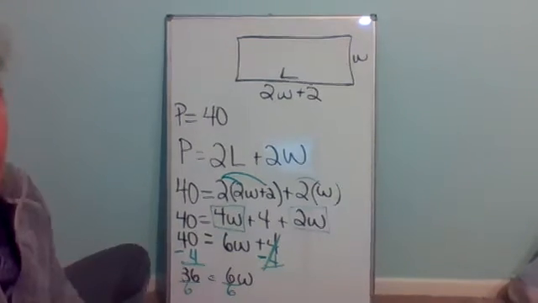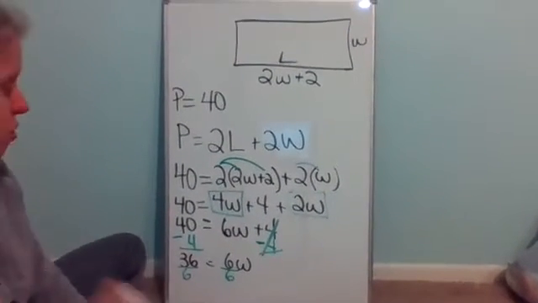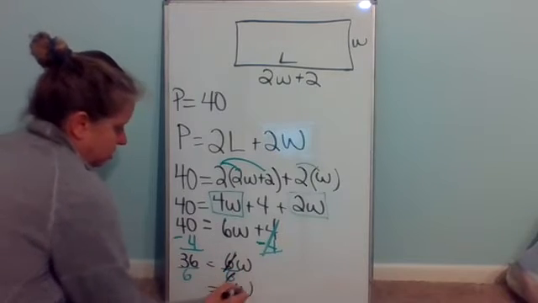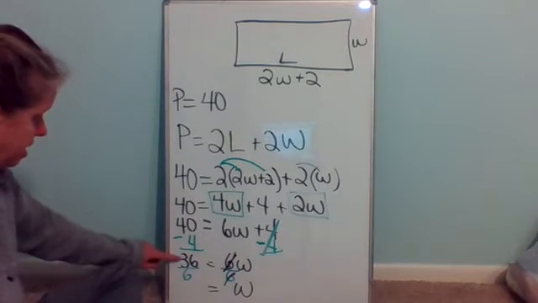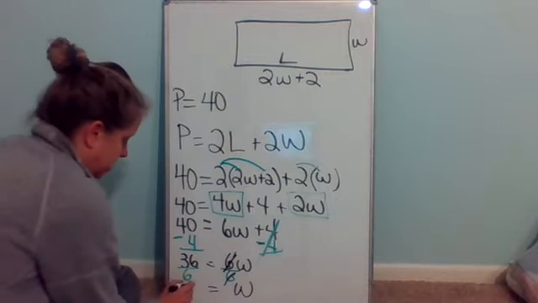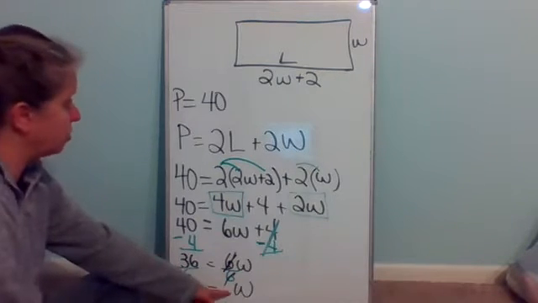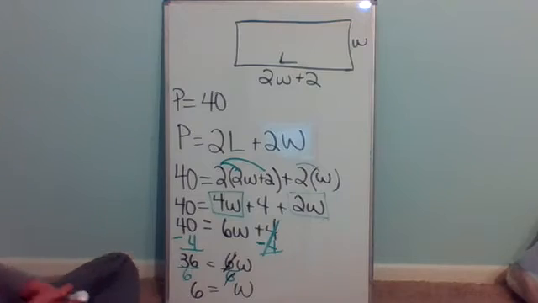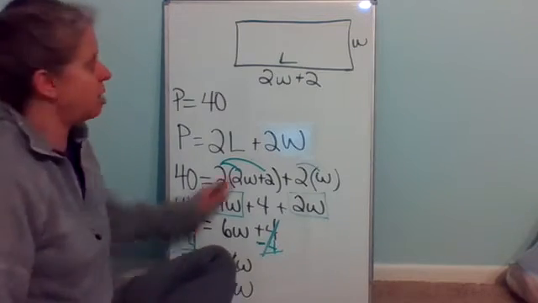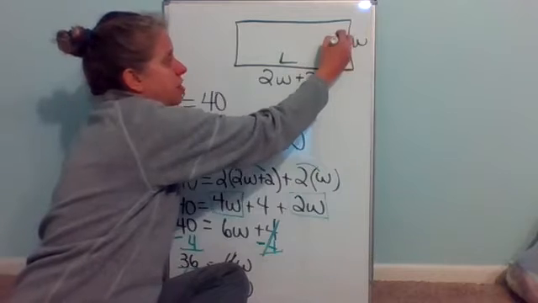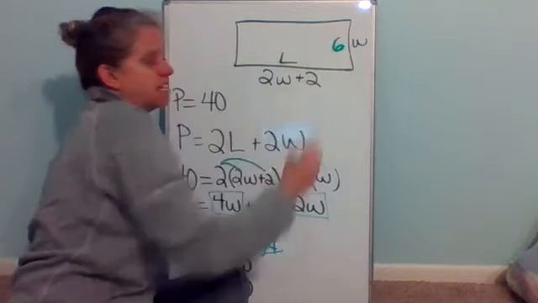So now what do you know that w equals? Well, once I divide that by 6, that 6 cancels. And over here, 36 divided by 6 is 6. So now I know that w is 6. And what does w represent? W represents this side right here. Since it's just w, now I know that side is 6.